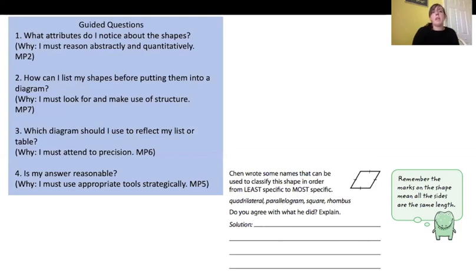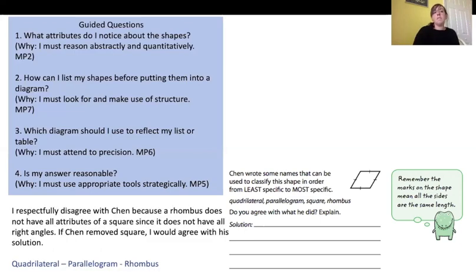So I want to think about that. How can I list my shapes before putting them into the diagram? So that's that guided question number 2. If I were to relist these, I would take out square. And the reason I would take out square is because this shape right here doesn't have right angles. There's not the little square inside the angles to show me that it has right angles, and it doesn't look like it has right angles, okay? So if I were to relist these, I would say quadrilateral, parallelogram, rhombus. I agree with those 3. I think he just needs to take out square. Which diagram should I use to reflect my list? He used a sort of flow chart, so I'm going to use the same diagram he did to justify my answer, okay?